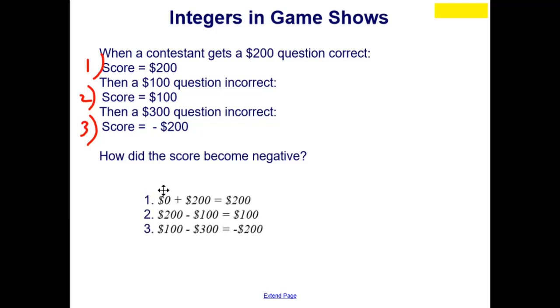First, there was $0 and we added 200 to move to 200. Thinking about our number line, that would be 200 to the right. Then from there, where we ended up, we subtracted or undid $100, moving in the opposite direction to go back to $100. And from $100, we then moved further to the left, $300, ending up at -$200. That's how the score became negative with each move.